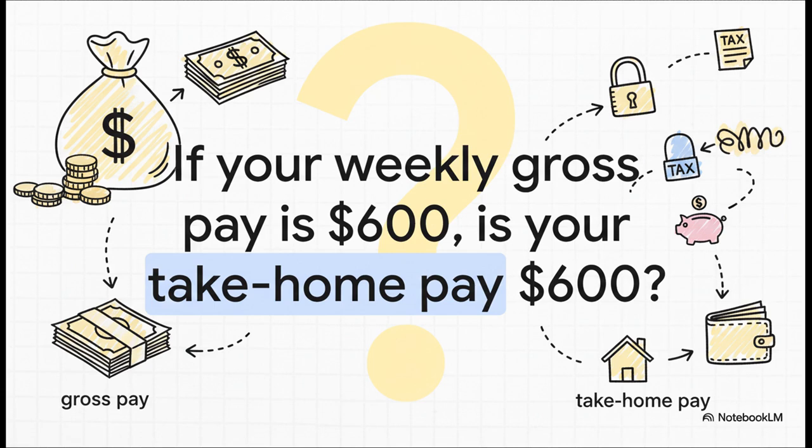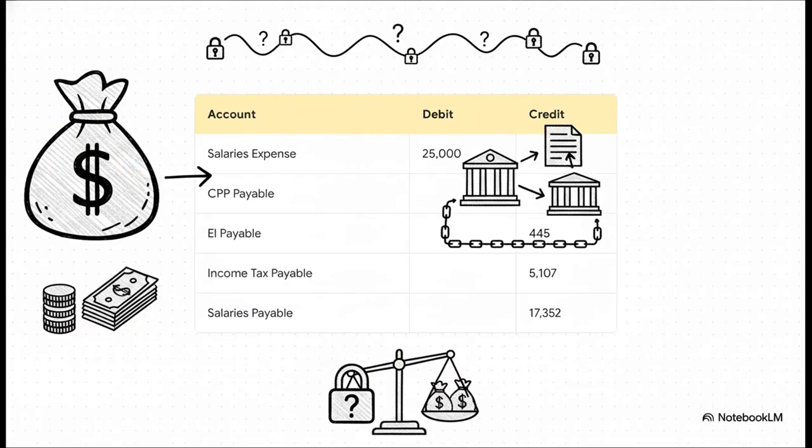Okay, let's blow this up to a company level. Look at this payroll entry for $25,000. The total salaries expense for the company is indeed the full $25,000. That's their cost. But look at the salaries payable. That's the net pay going to employees. It's only $17,352. So where did the rest go?